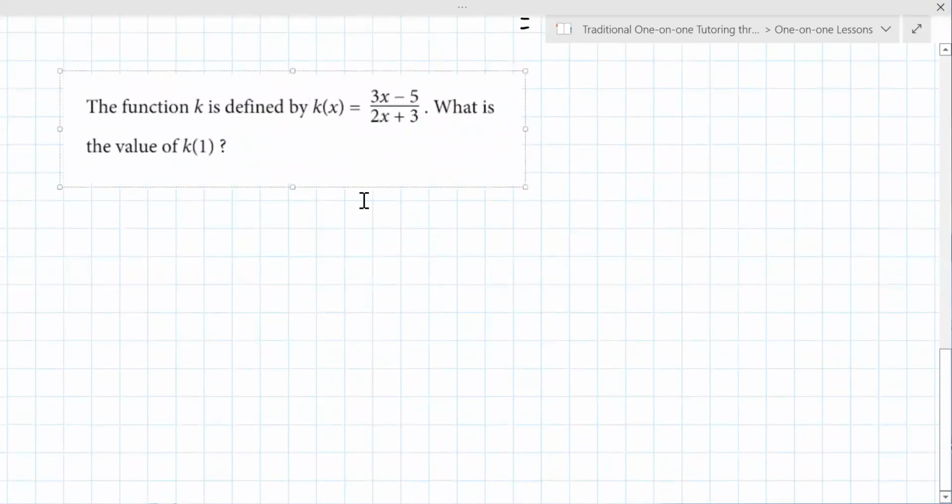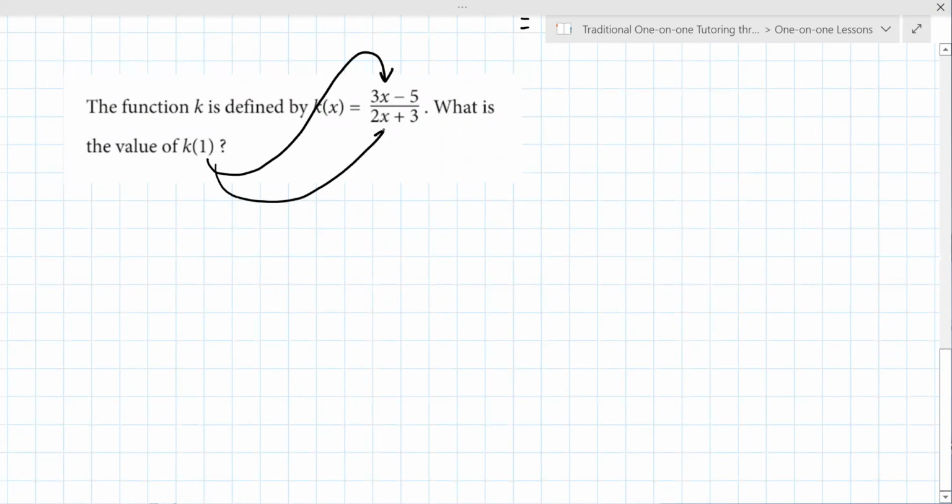Okay, so here we go. The function k is defined by k of x equals 3x minus 5 over 2x plus 3. What is the value of k of 1? So now you've got to put 1 in for x in 2 places, up top and on the bottom. Do you want me to work this one out for you, or do you want to try it on your own? We can work this out.